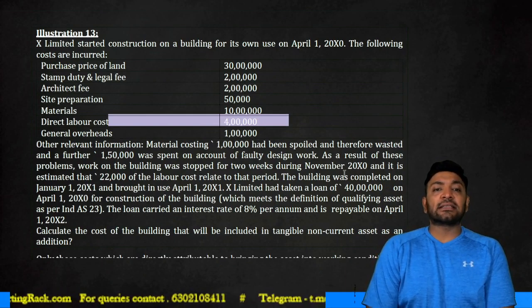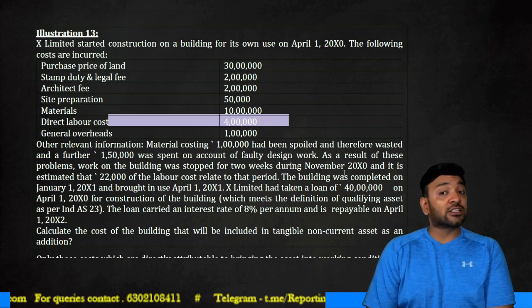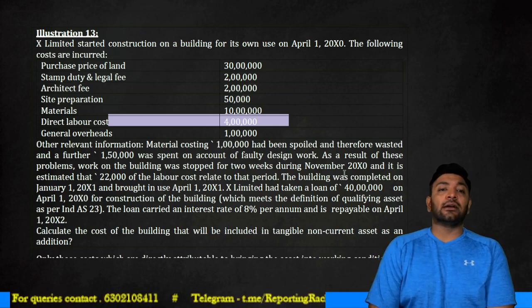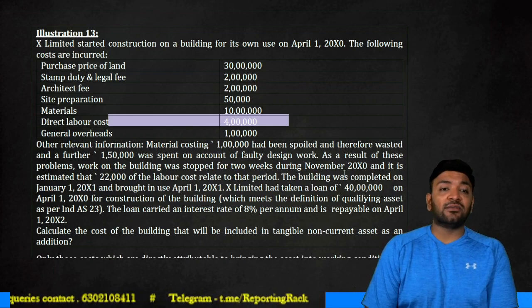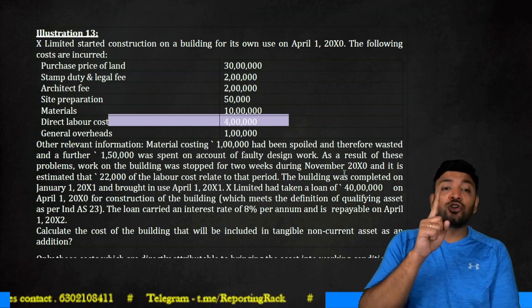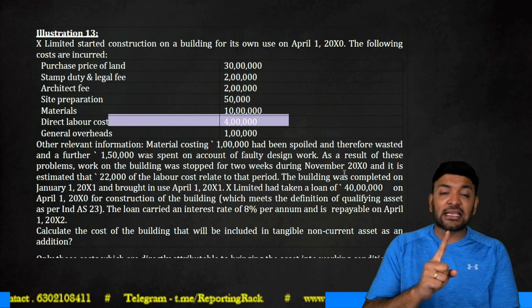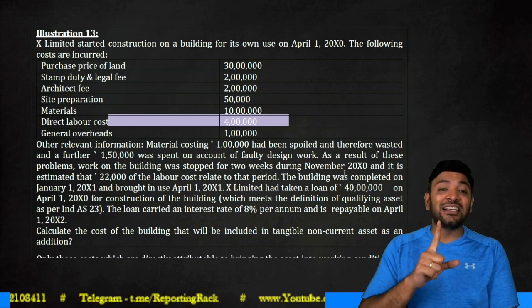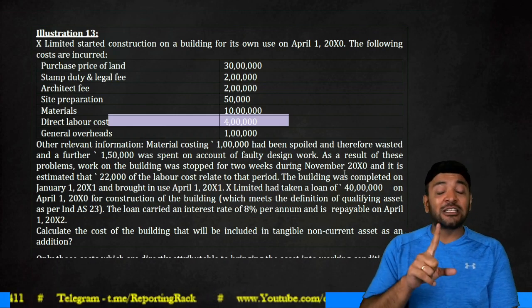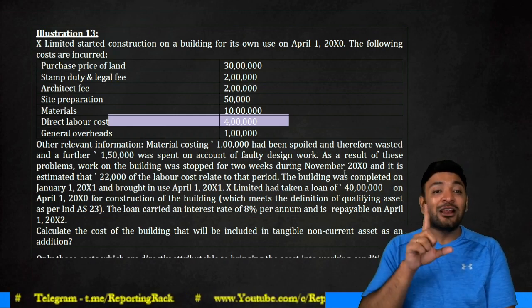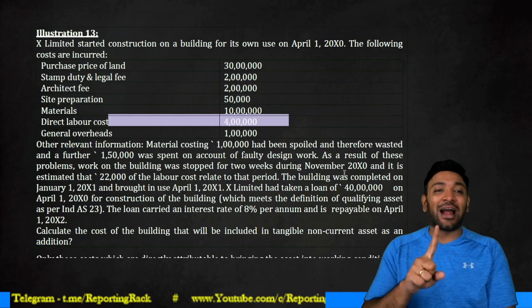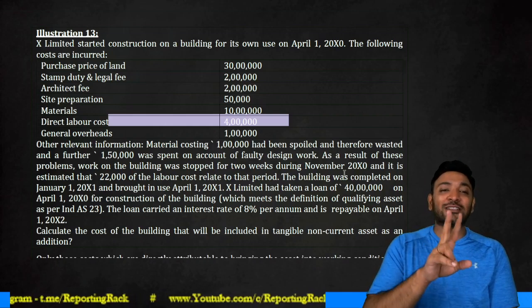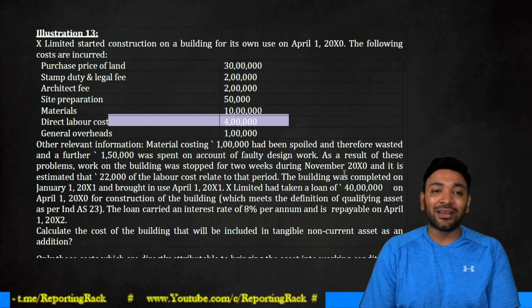X Limited started construction of a building for its own use. Self-constructed asset, following cost is incurred. Purchase price of the land. Remember, land should always be considered as a separate asset, cannot be clubbed along with the cost of the building, because land is a non-depreciable asset. We specifically learnt about this statement, so don't make the mistake of adding the purchase price of land into the cost of the building. Clear?